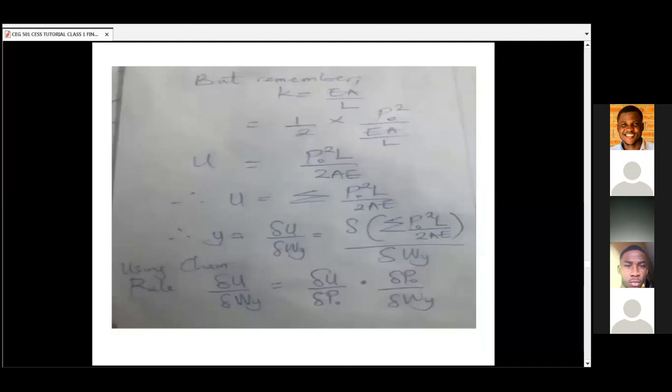Now, if we therefore put it into Castigliano's theorem, which says that Δy equals the partial derivative of U over what? Partial derivative of what? Wy. We would have what? This formula that is on your screen. So you see why I said proving is very important, because even before this question has started, we have started relating various things together.